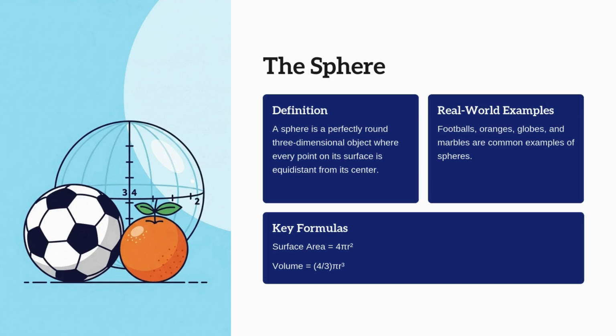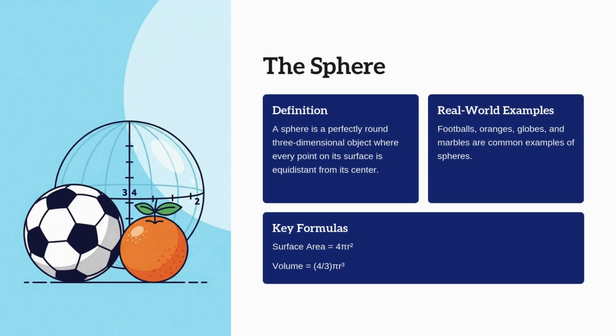Key formulas. Formula 1. Surface area of a sphere. Surface area equals 4 pi r squared. This is the standard formula for the surface area of a sphere, where r represents the radius. The factor 4 pi comes from integrating over the curved surface of the sphere.